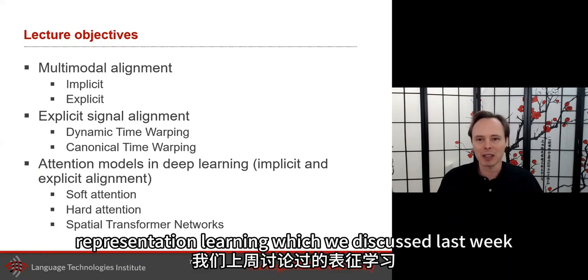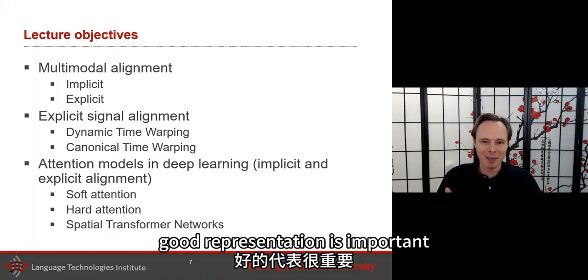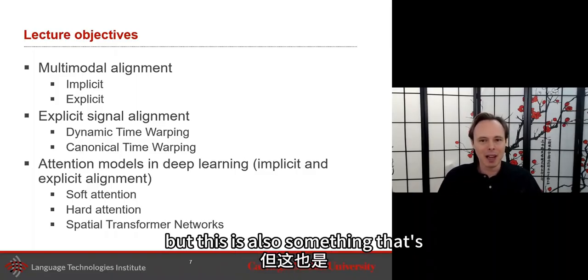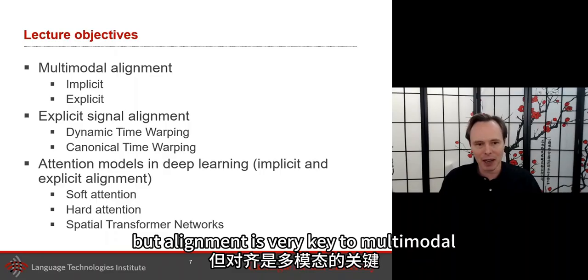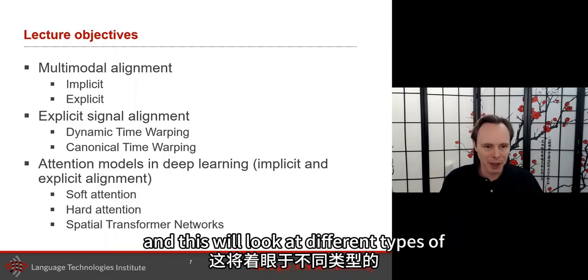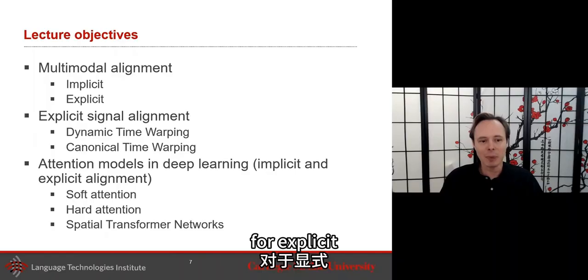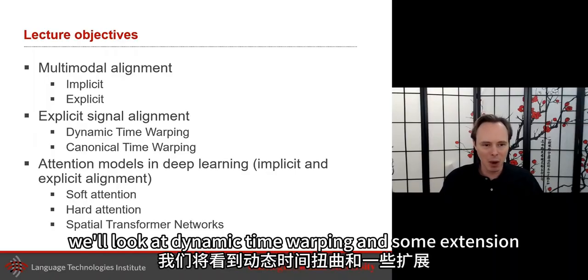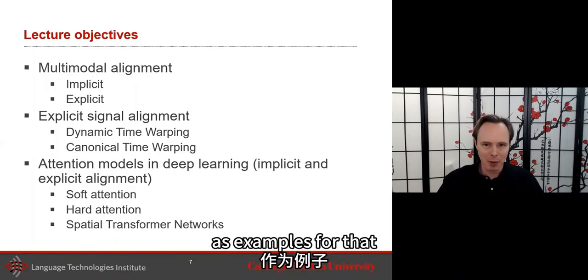Representation learning, which we discussed last week, is very important. Good representation is important, but this is also something that's important for many machine learning cases. But alignment is very key to multimodal. And we will look at different types of alignment, implicit and explicit alignment. For explicit, we'll look at dynamic time warping and some extensions. And for implicit, we'll talk about attention models as examples.